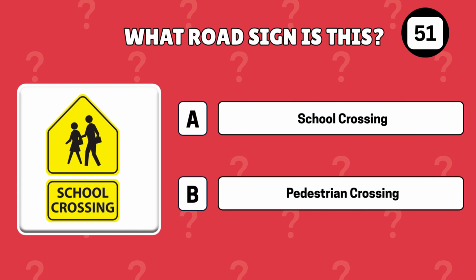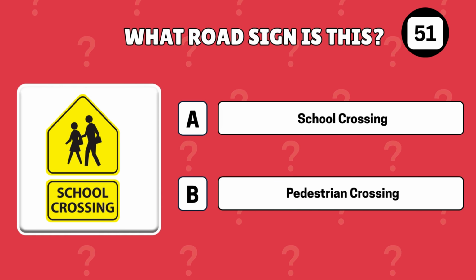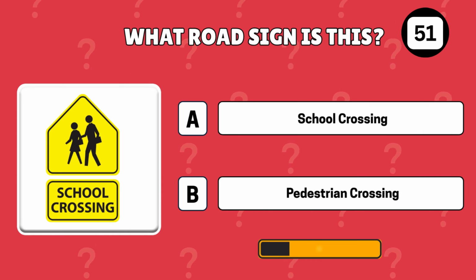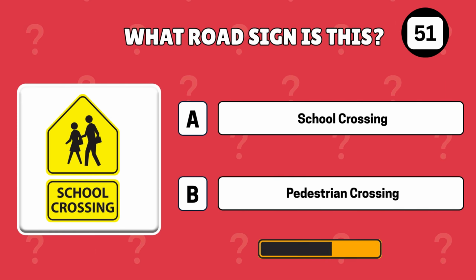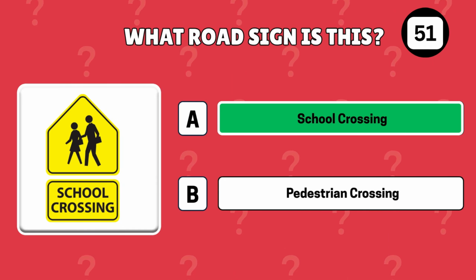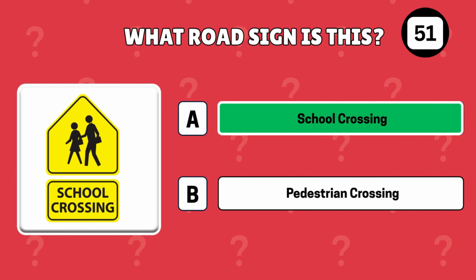What road sign is this? A. School crossing. B. Pedestrian crossing. You got it! This is the school crossing sign.